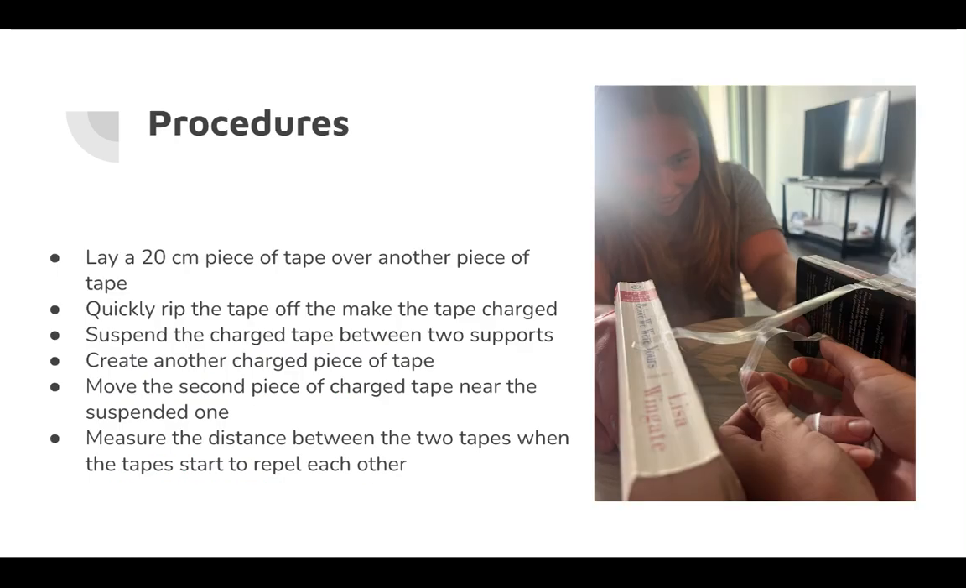So the procedures for the lab: the lab setup that we did is shown here in this photo. You lay a 20 centimeter piece of tape over another piece of tape on a flat surface. You quickly rip off the top piece of tape, and this creates a charged piece of tape. Then you suspend that tape between two supports. We use books in this photo, seen there, and you create another charged piece of tape and hold it underneath the suspended tape, and you measure the distance at which the suspended tape starts to retract from the tape that you are holding.